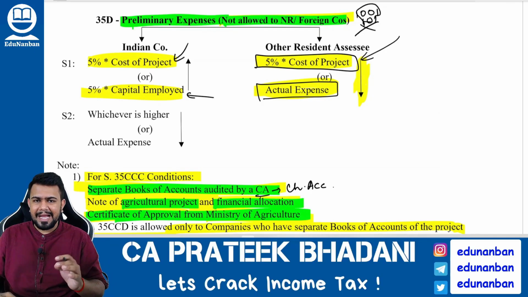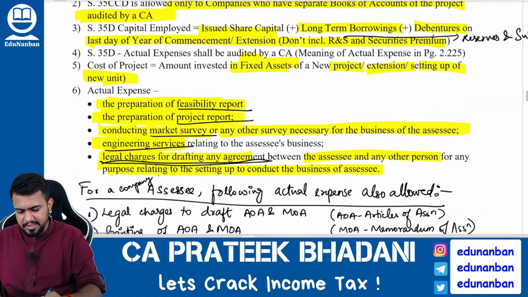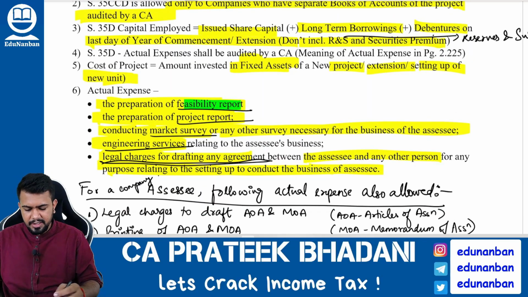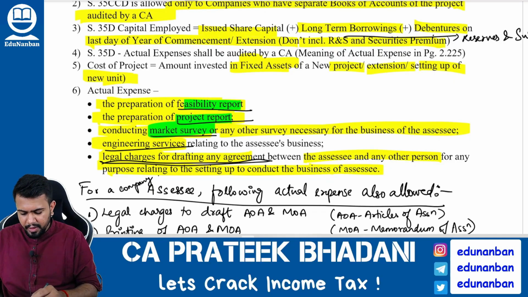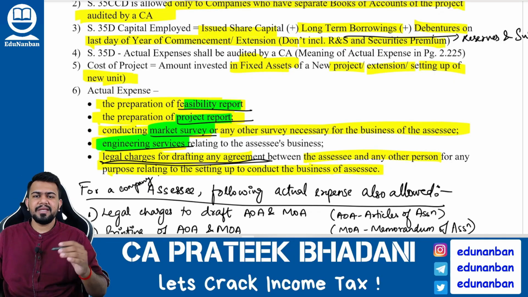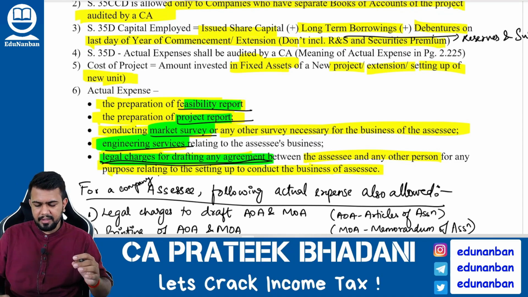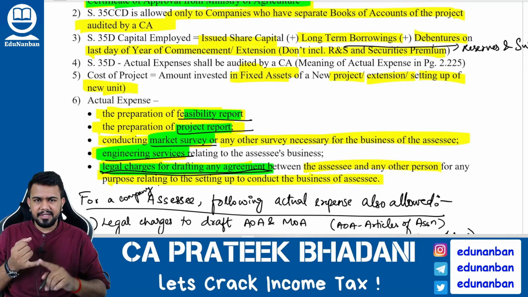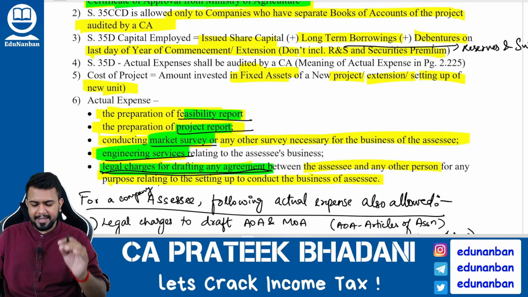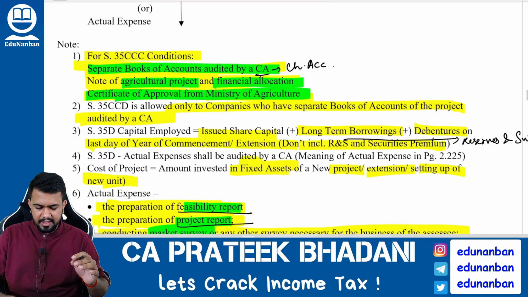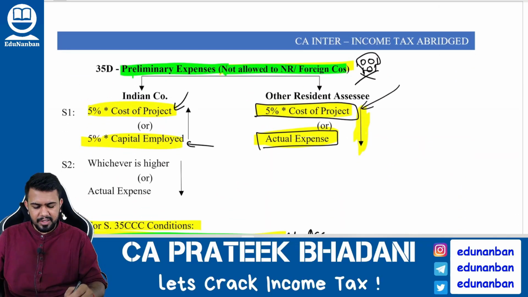That is why I have written 5% of cost of project or actual expense, whichever is lower. Now, what is actual expense? Actual expense means feasibility report preparation, project report preparation, conducting market survey, having engineering services, and then legal charges for drafting any agreement. What is actual expense? Feasibility report, project report, market survey, engineering services, and then legal charges for drafting agreements. So this is actual expense.